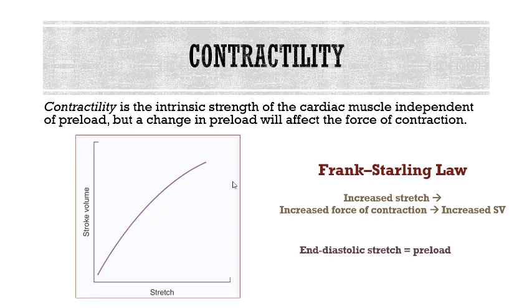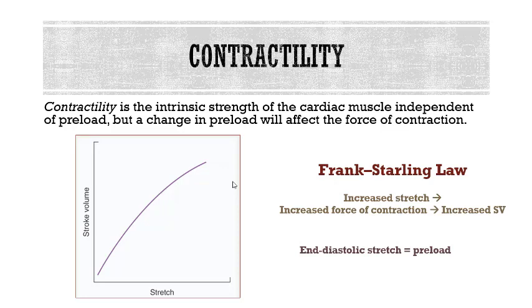So again, preload is that stretch. It's that filling of the heart. You want a lot of volume to fill into the heart before it beats. Contractility is the second component we're going to talk about. And this is, again, that Frank-Starling law. If you have this increased stretch, you should have an increased force of contraction. If you have more contraction, you're going to have an increased stroke volume.